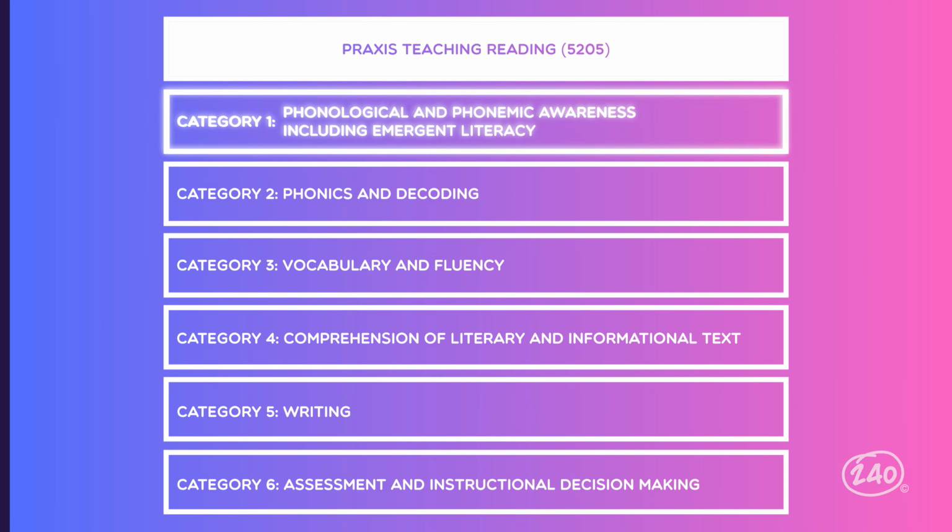Let's get started with the first category: phonological and phonemic awareness, including emergent literacy. That's several big ideas bundled into one category, not to mention a mouthful. Basically, this is where our youngest students build the foundation for learning to read. Let's take a look at what you need to know.